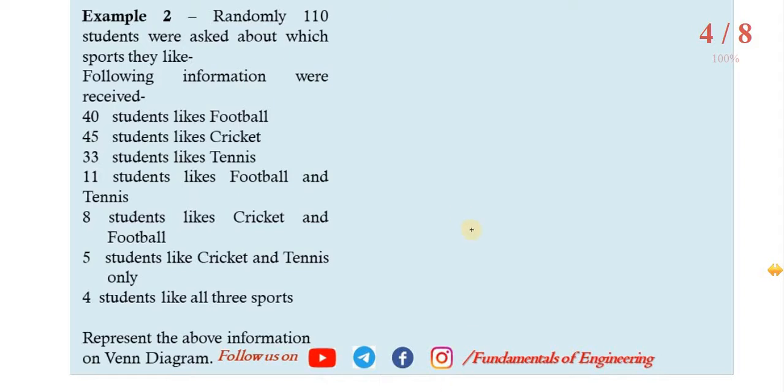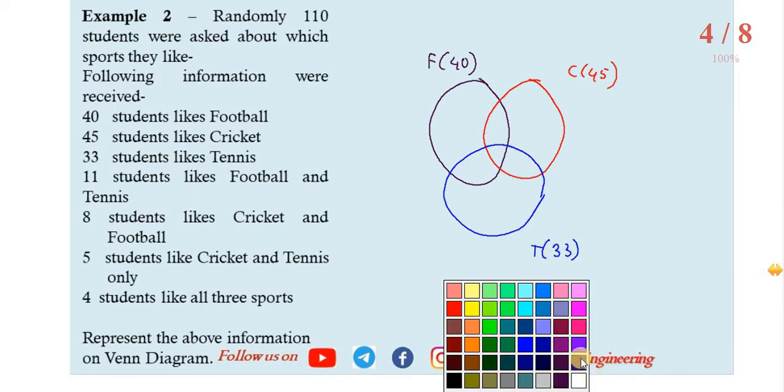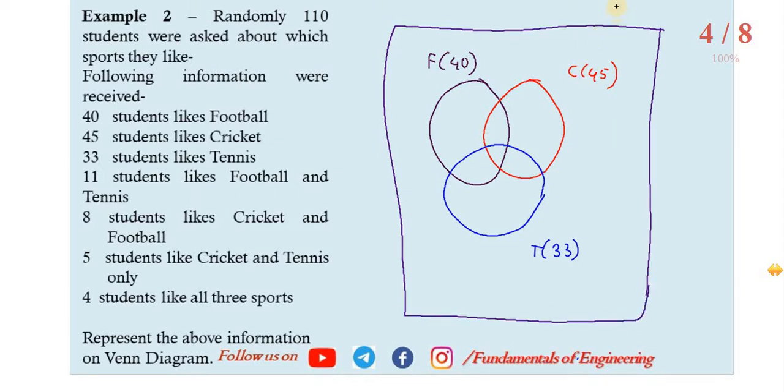So first I will draw the circle showing football. F I will write down. F belongs to football. How many? 40 students. Then the second circle, which is for cricket, how many? 45. And the third circle, which is of tennis, how many? 33. And how many students were asked this information? 110. So the universe is 110 students.